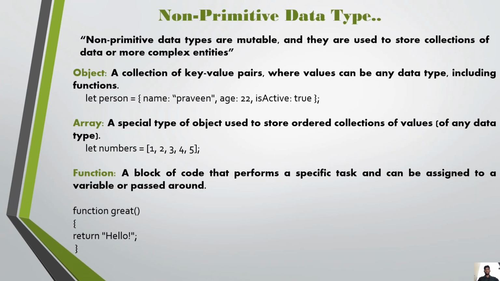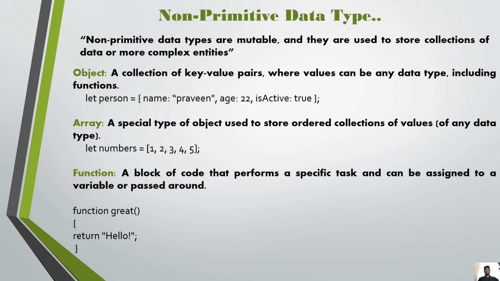Non-primitive data types. Non-primitive data types are mutable and they are used to store collections of data or more complex entities. There are three types: first one object, second one array, third one function.